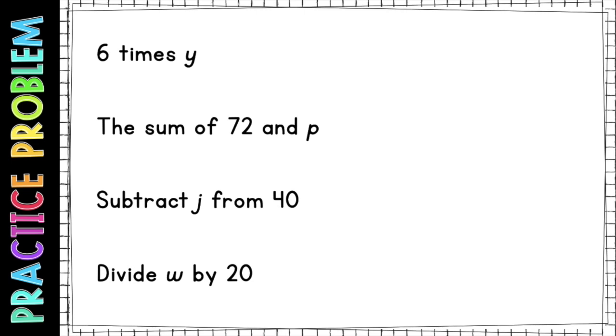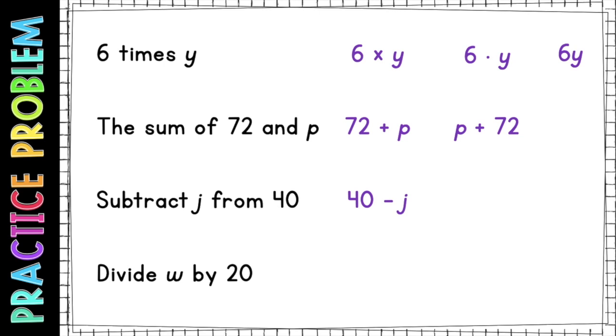All right, let's see how you did. For the first one, 6 times y, you could have written any of these 3 mathematical expressions. 6 times y with multiplication x, 6 times y with multiplication dot, or 6y. For the sum of 72 and p, you could have written 72 plus p, or p plus 72. When it's addition, it does not matter. For subtraction, order does matter, and you would have needed to write 40 minus j to show that you're subtracting j from 40. And finally, if we divide w by 20, you could have written w with the division sign, w slash 20, or w over 20.